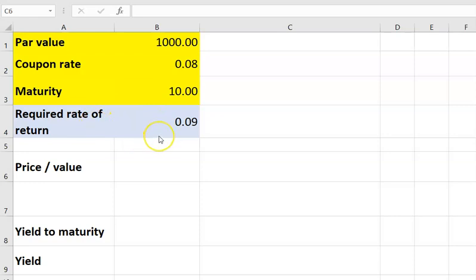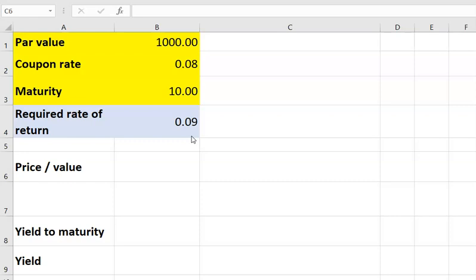Now, the required rate of return is what I, the investor, need. This is different typically than the coupon rate. Coupon rate is what the issuer, the company or the state or the city, had to pay in order to get somebody to buy their bond. This is what I want. I'm the investor. I'm going to buy this bond up here in gold. But I require 9%. Given my opportunity costs, I'm not investing unless I can make 9%.